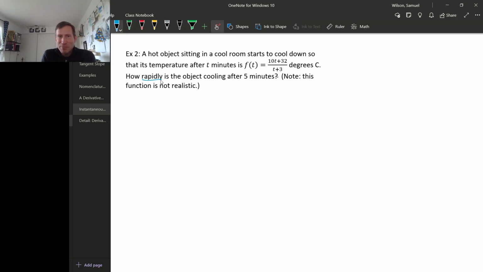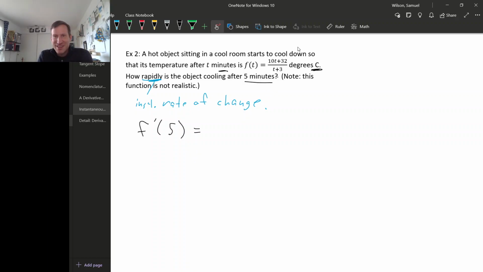Well, this phrase, how rapidly, is really telling us that we're asking for an instantaneous rate of change. And since we're looking for an instantaneous rate of change, that means we should calculate a derivative. So we want the instantaneous rate of change after 5 minutes, so what we should calculate is f prime of 5. And the units that we get will be units for f divided by units for time. So we'll get degrees Celsius per minute. And that is a rate of cooling, so everything is fitting together.